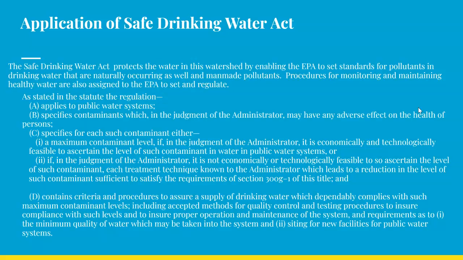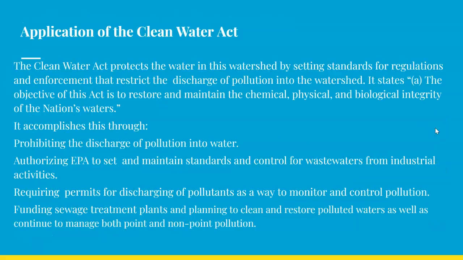Again, this application of the Safe Drinking Water Act and of the Clean Water Act protects the water in this watershed by setting those standards to restrict the discharge of pollution into the watershed. And it accomplishes this through prohibiting the discharge of pollution, and it sets and maintains the standards to control the watershed from industrial activities, requires permits for discharging pollutants, as well as funds sewage treatment plants and planning to restore polluted waters, as well as continue to maintain point and non-point pollution.